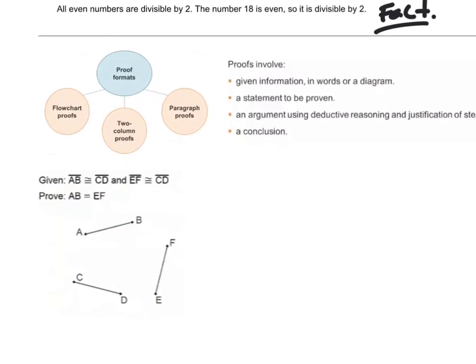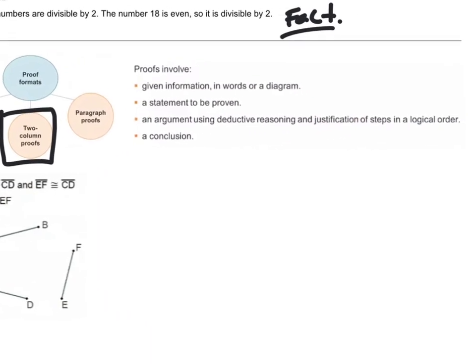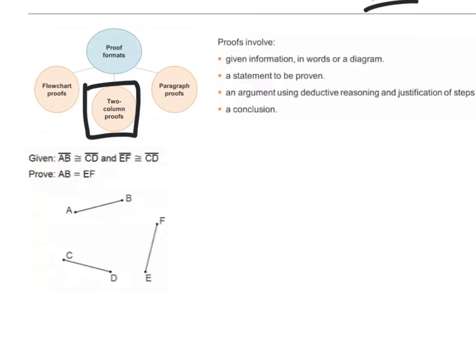Okay, we got a couple different types of proofs. We have flowchart proofs, we have 2-column proofs, and we have paragraph proofs. I typically do 2-column proofs. Proofs involve a few things. It involves given information in words or a diagram, a statement that needs to be proven, an argument using deductive reasoning and justification of steps in a logical order, and then a conclusion.